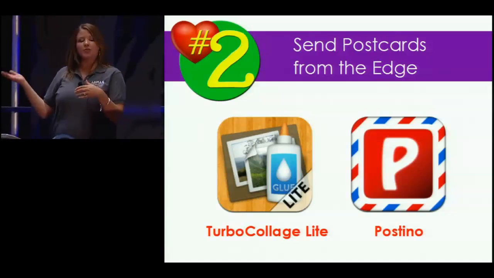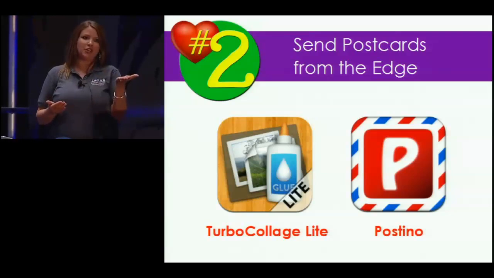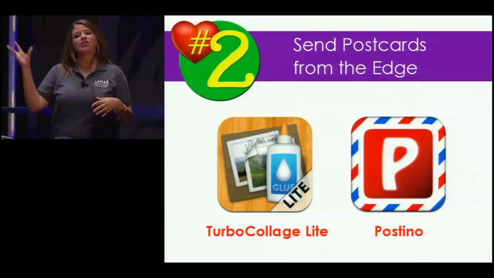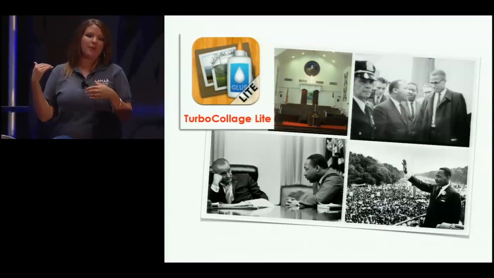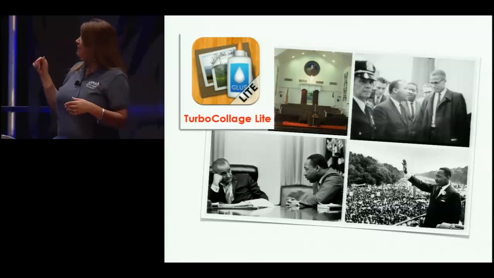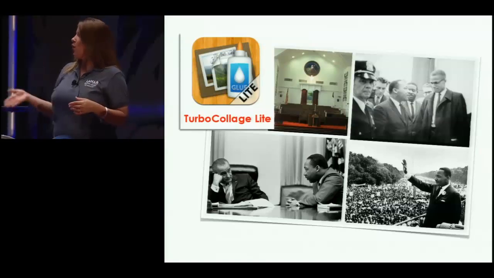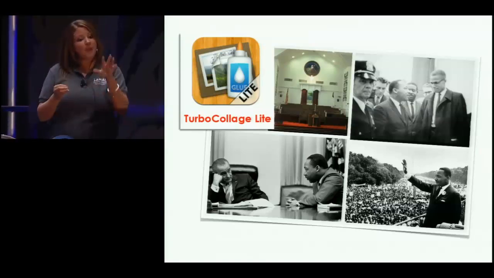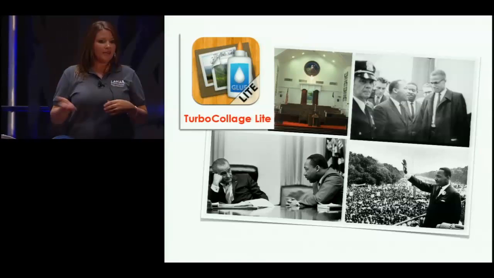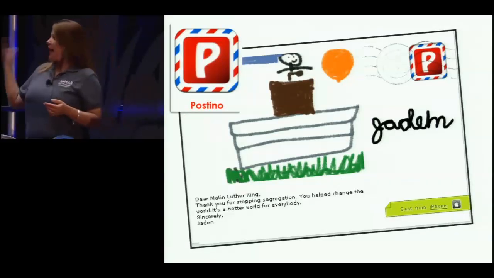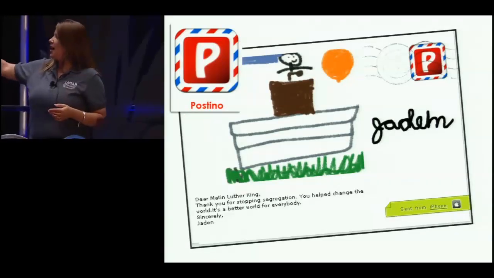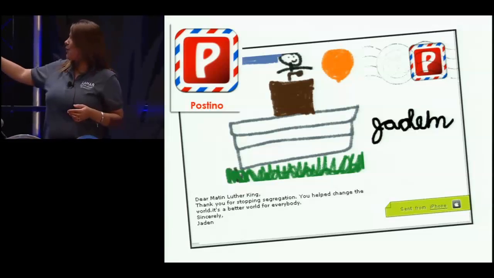On a postcard, originally, they could just put one picture. But if you use Turbo Collage, you can grab tons of pictures and create a collage, and then use that as your one picture for the postcard. Here you can see they were able to grab four different images, and that would be one side of the postcard, saved from that app to their camera roll. Then they were able to go to Postino and on the back side draw a picture and add some text on their postcard.